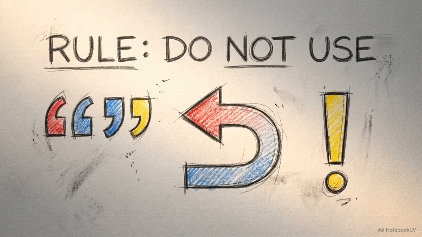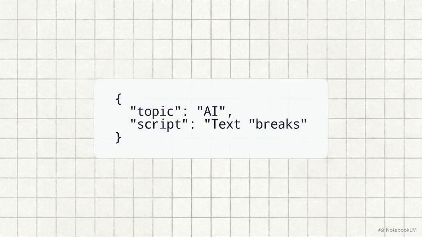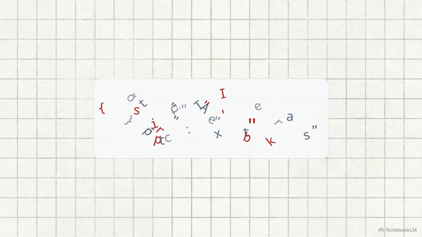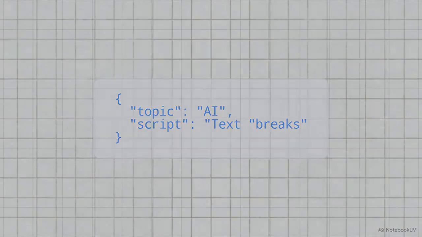You must also include one critical formatting rule. Explicitly command the AI to avoid using quotes, line breaks, or special characters. These can break the JSON architecture. JSON, or JavaScript Object Notation, is the standard text format servers use to pass data securely.